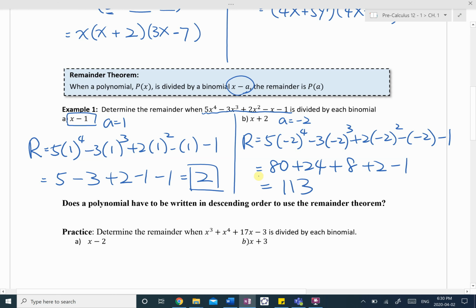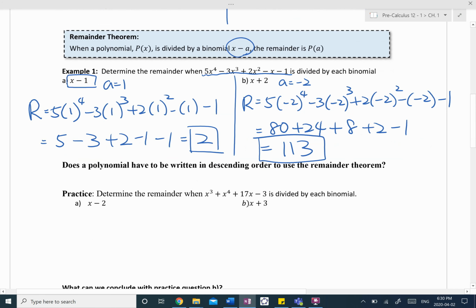Okay, so that's how you apply the remainder theorem to figure out the remainder when we divide polynomials by a binomial x minus a. Now here's the follow-up question. It says, does a polynomial have to be written in descending order to use the remainder theorem? Recall from the previous lesson, when we do long division or synthetic division, we must write the polynomial in descending order. Do we need to write it in descending order when we use the remainder theorem? The answer is no. We don't need it to be written in descending order.